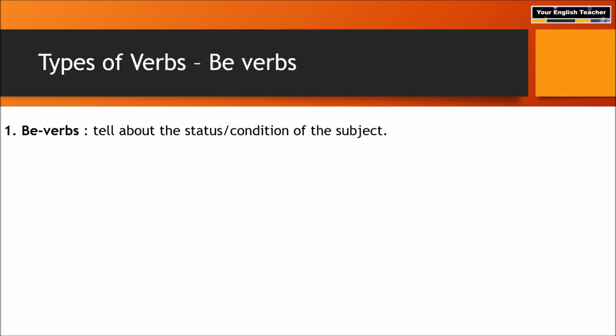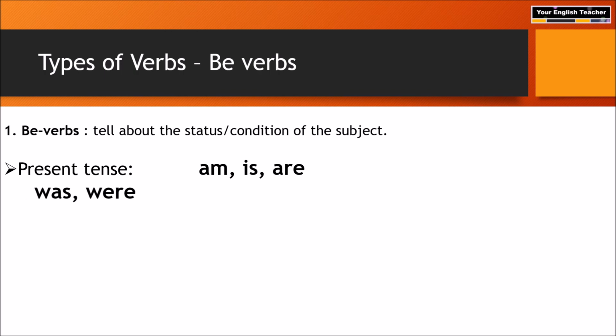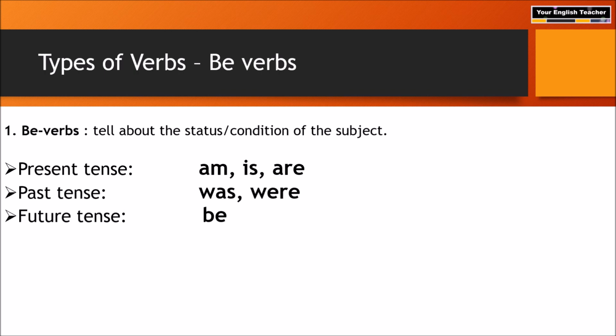First one, be verbs. What are these be verbs? These are the verbs that tell about the status or condition of the subject. In present tense, we use am, is, and are. In the past tense, was, were. In future, we use be. So these are the be verbs that we use in different tenses. And when we use these verbs, we try to talk about the status or condition of the subject.